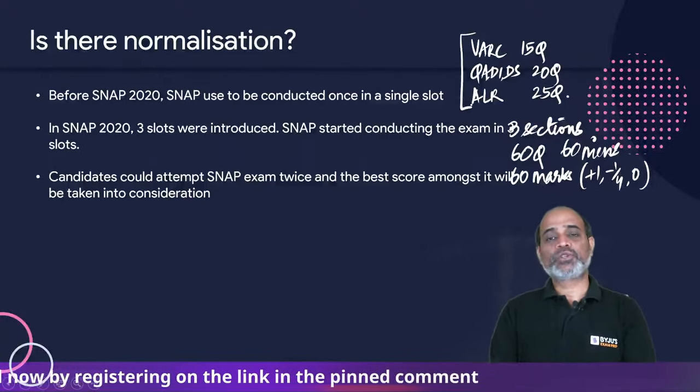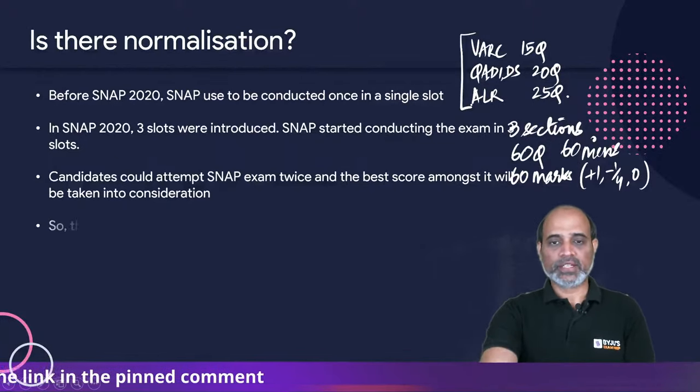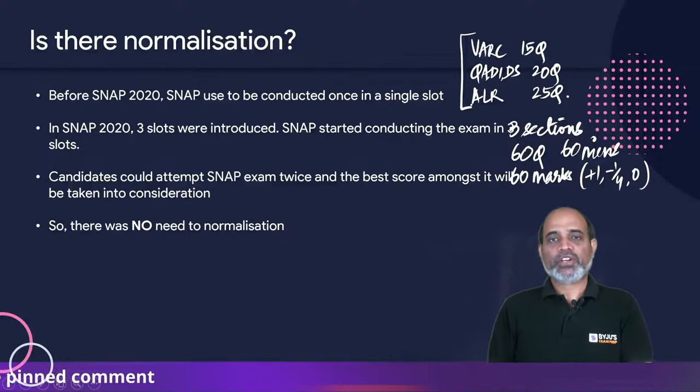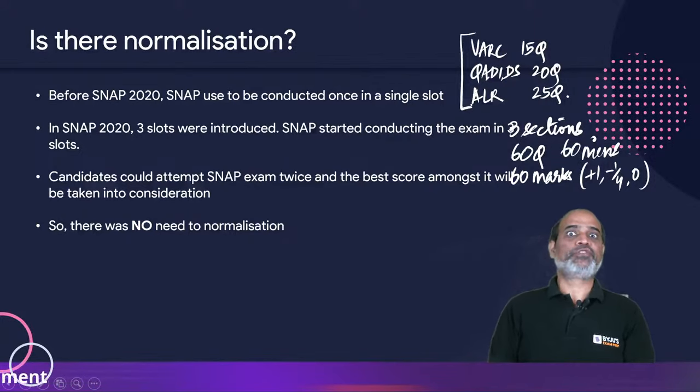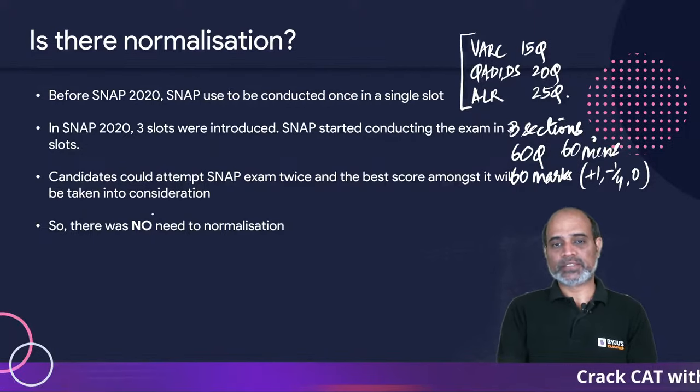So candidates could attempt the SNAP exam twice and the best score would be considered, right? That I believe everybody is aware of. So there was no need for normalization. So normalization ceased to exist then.